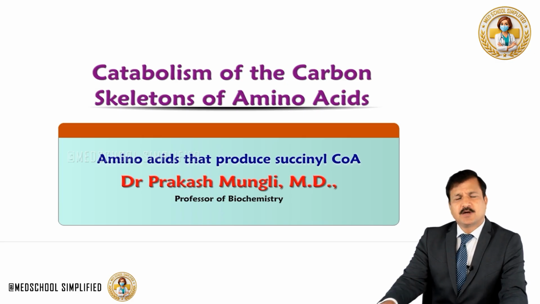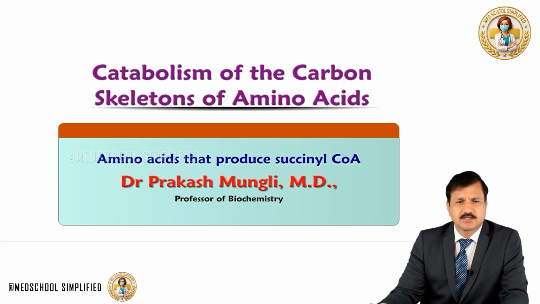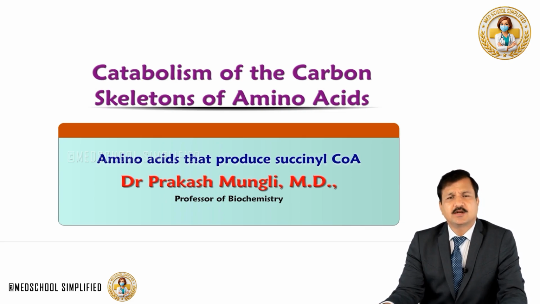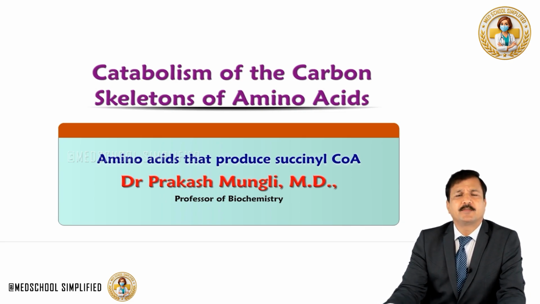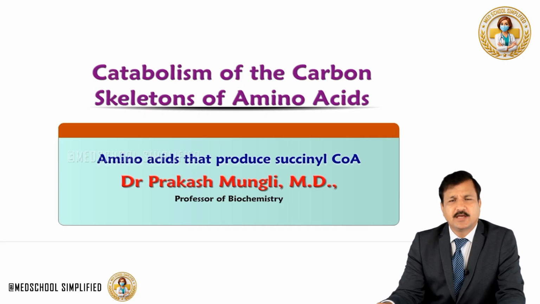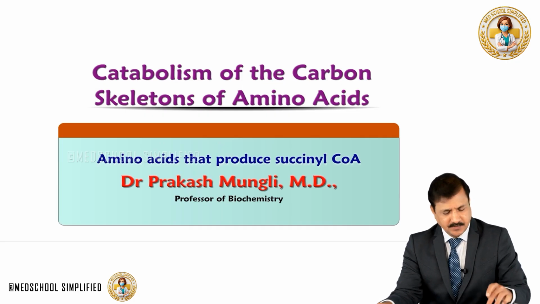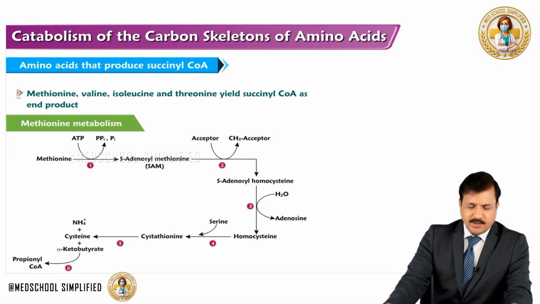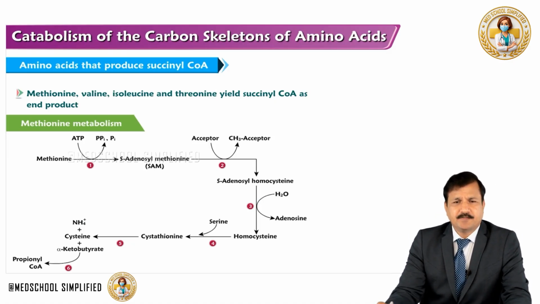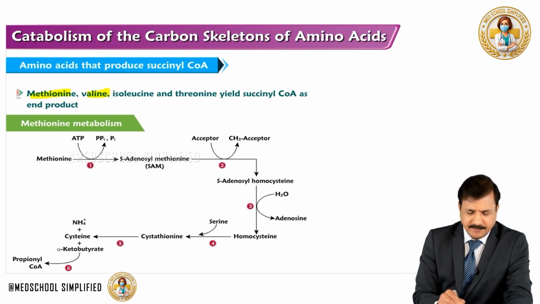In the Catabolism of Carbon Skeletons of Amino Acids lecture series, in this particular lecture, I will be going over amino acids that produce Succinyl-CoA as one of the TCA cycle intermediates. Let's get into the details. Succinyl-CoA is a TCA cycle intermediate which can eventually go into glucose formation. Those amino acids are Methionine, Valine, Isoleucine and Threonine.